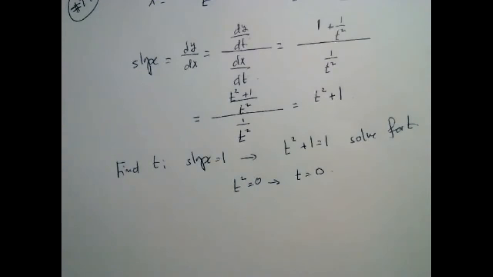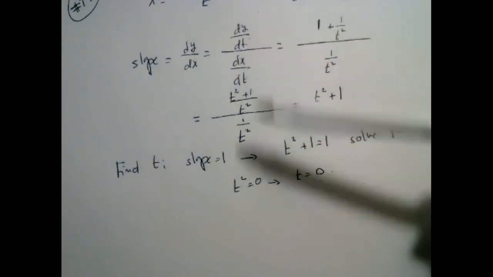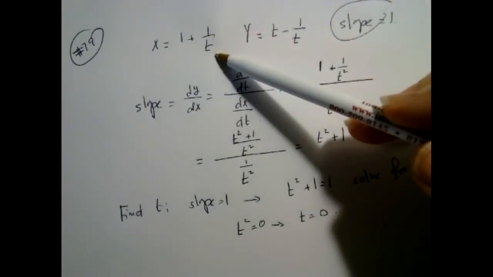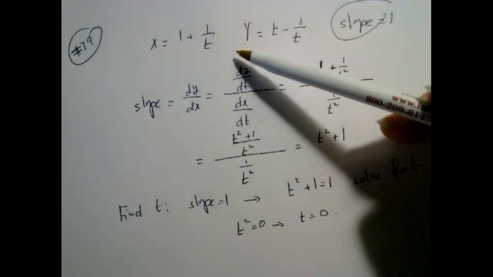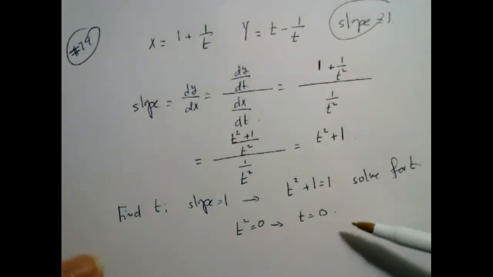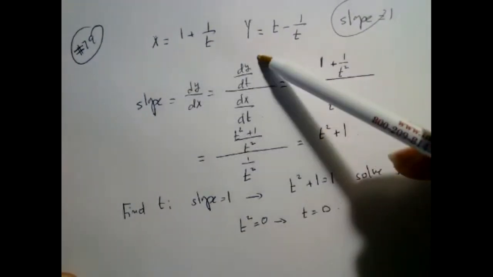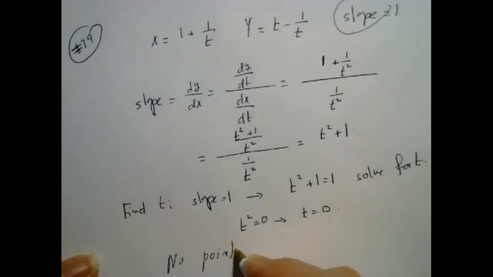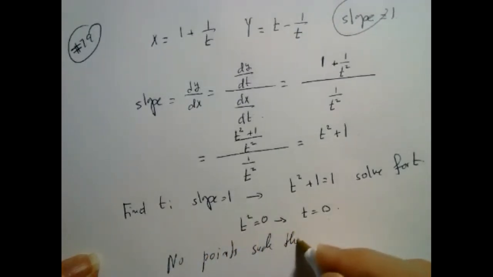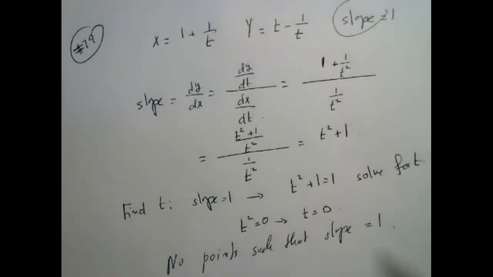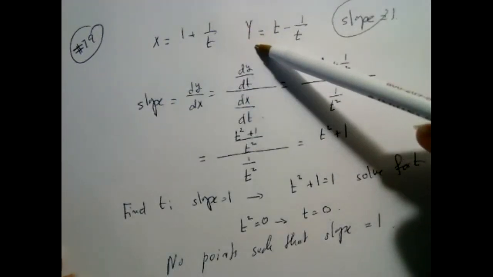Okay, now, here's the question. If t equals 0, x is 1 over 1 plus t, which means it's not defined. y is t minus 1 over t, which is not defined. So the slope would be 0 if t equals 0, but for t equal to 0, there is no x and y because of their definition. So the answer would be there are no points such that the slope is 1. We cannot find a point. No matter what the curve is, there is no point, simply because x and y are not defined for t equal to 0.